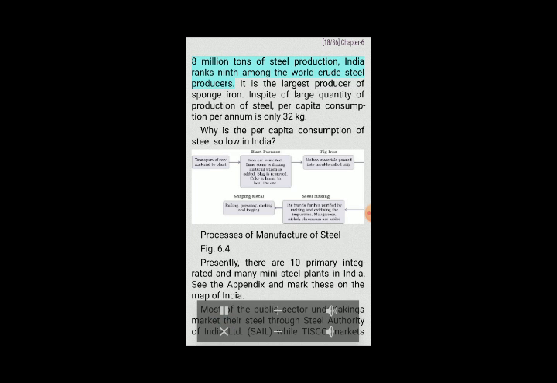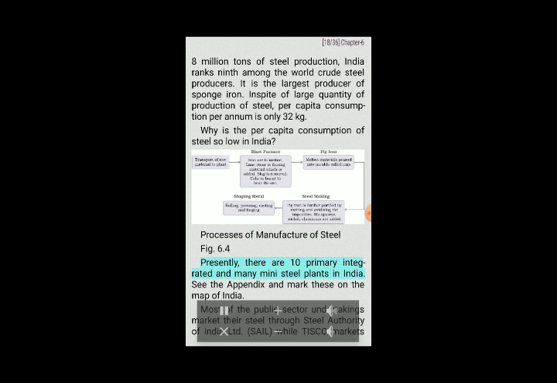Today, with 32.8 million tons of steel production, India ranks 9th among the world crude steel producers. It is the largest producer of sponge iron. In spite of large quantity of production of steel, per capita consumption per annum is only 32 kg. Why is the per capita consumption of steel so low in India?